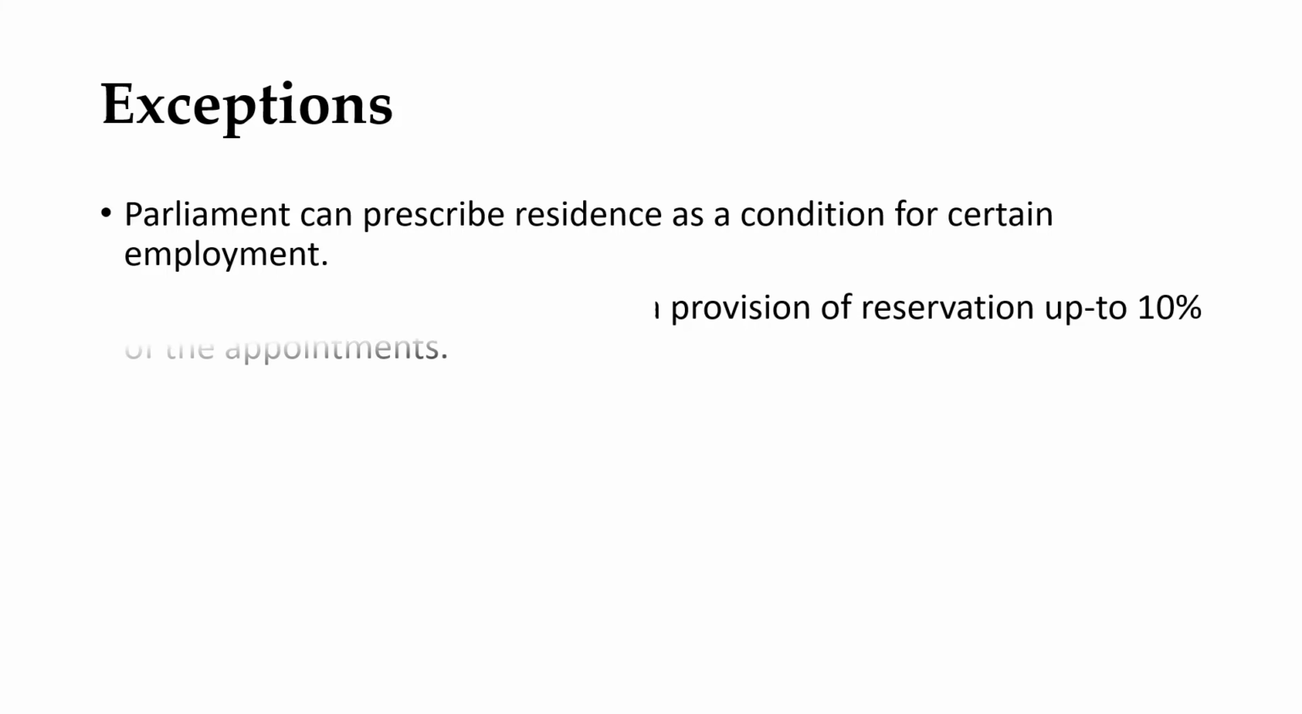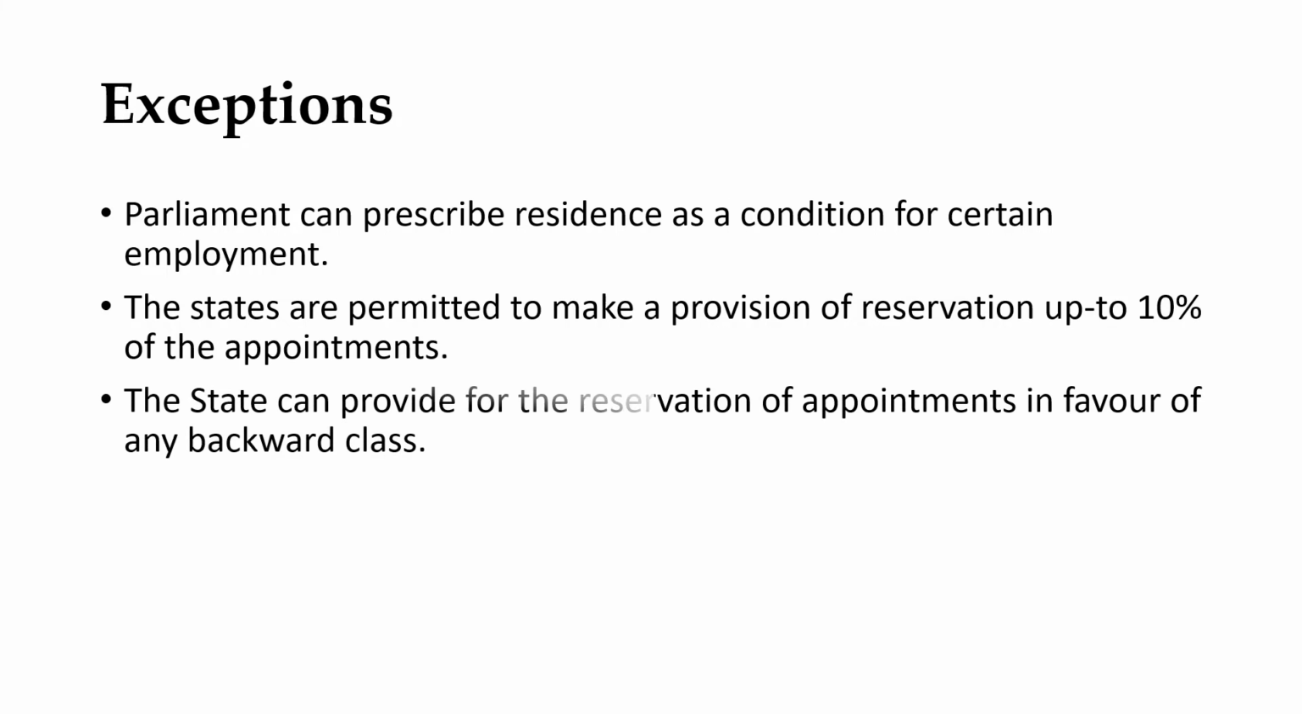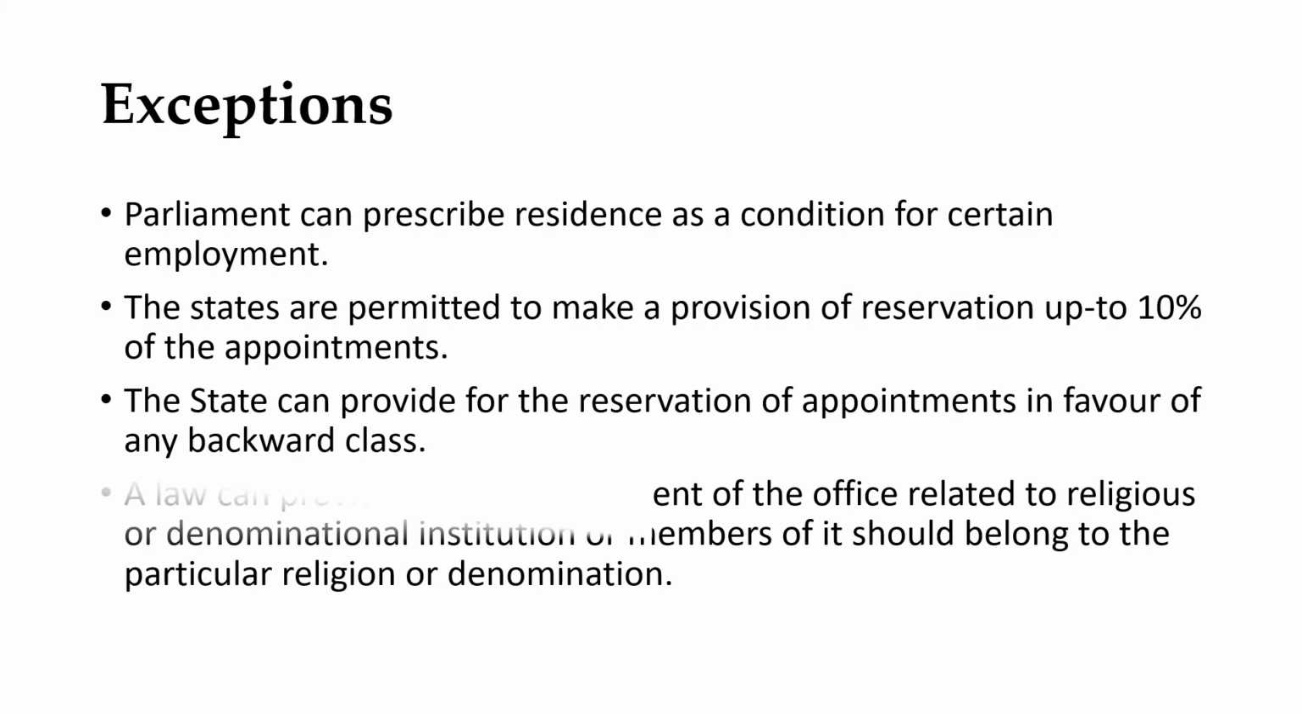The state is permitted to make a provision for the reservation of up to 10% of appointments or posts in favor of any economically weaker sections of citizens. The state can provide for reservation of appointments or posts in favor of any backward class that is not adequately represented in the state services. A law can provide that the incumbent of an office related to a religious or denominational institution or a member of its governing body should belong to the particular religion or denomination.